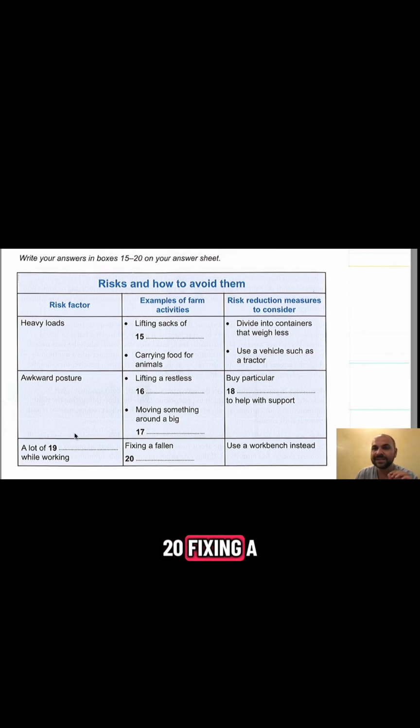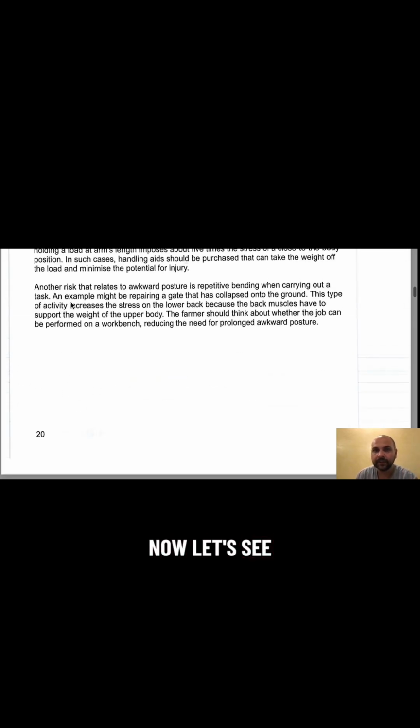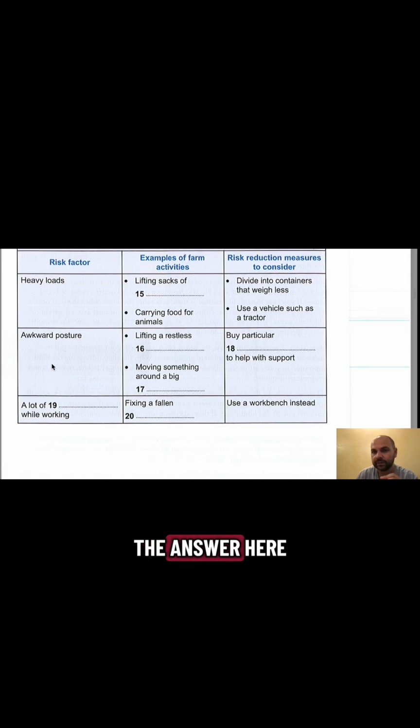20. Fixing a fallen. So fixing could be, I don't know, repairing maybe. Fallen could be collapsed or damaged. Now let's see. Here an example might be repairing, so as I've told you, a gate that has collapsed onto the ground. The answer here is fixing a fallen gate. So gate has to be written.